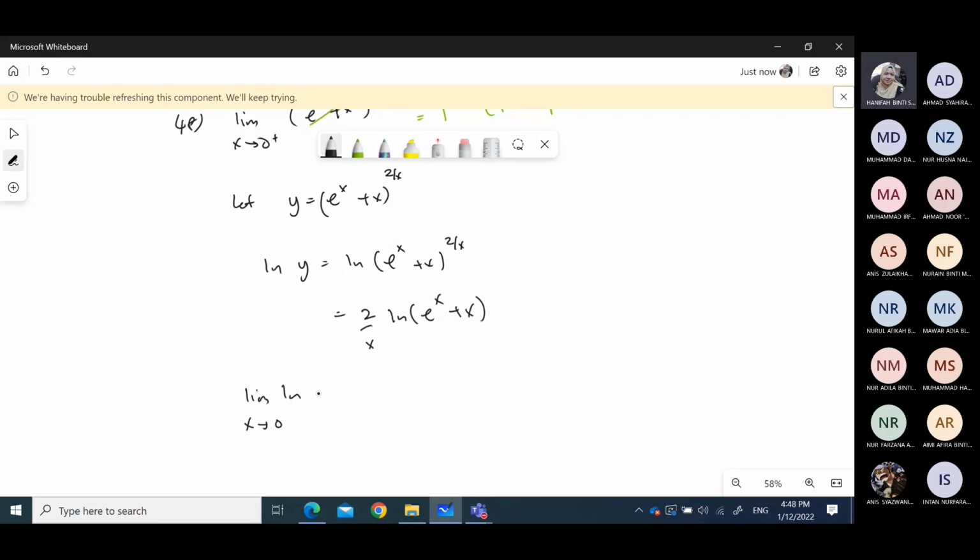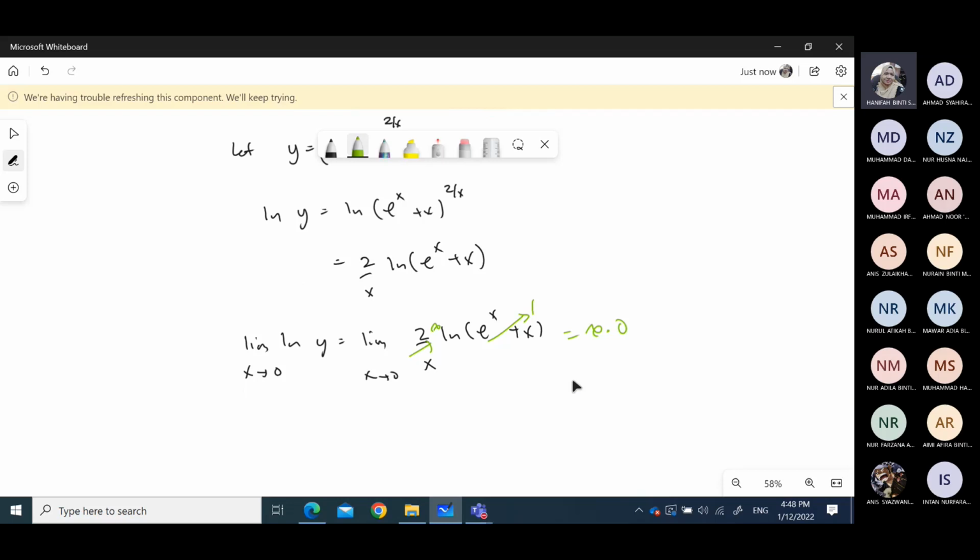For natural log y, we find the limit as x approaches 0 of 2 over x times natural log of e^x plus x. Evaluating the limit, 2 over 0 gives infinity. Then natural log of e^x plus x at 0 gives natural log of 1, which is 0. So it is equivalent to infinity times 0, which is indeterminate.